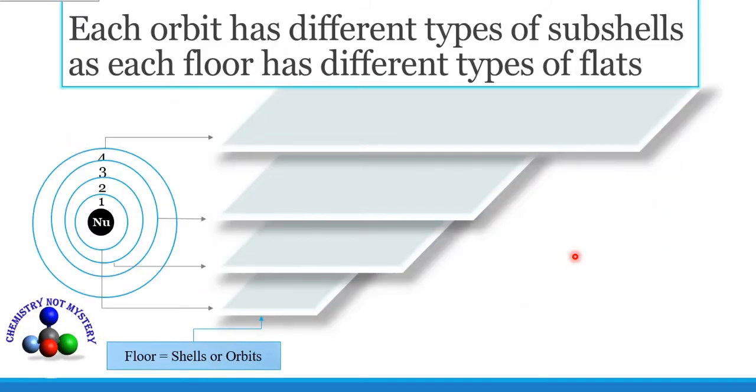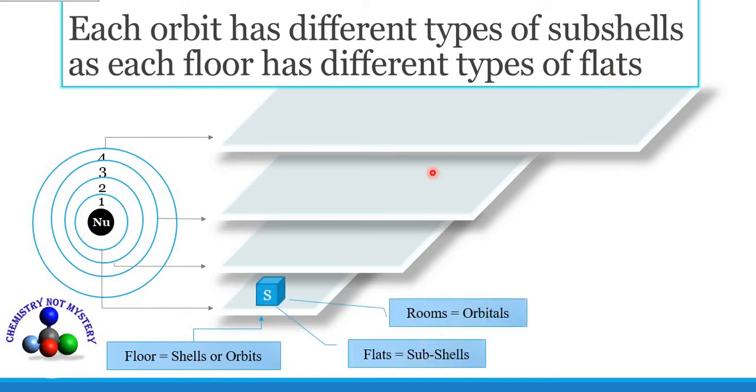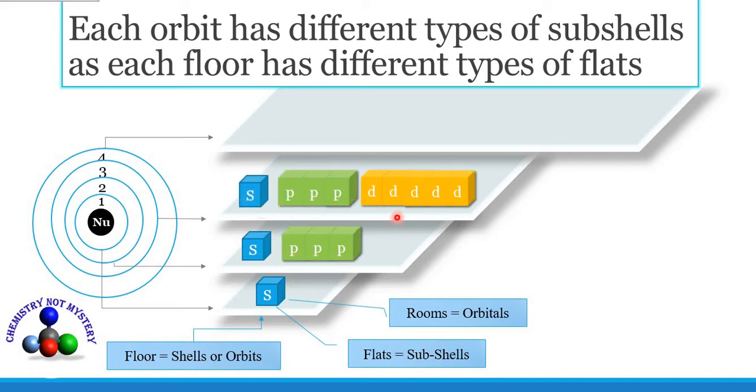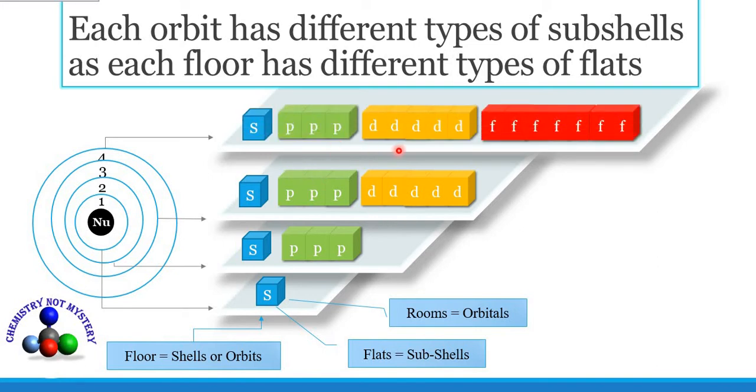Each orbit has different types of subshells, as each floor has different types of flats. The first orbit has only the S subshell. The second orbit has S and P subshells. The third orbit has S, P and D subshells. The fourth orbit has S, P, D and F subshells.